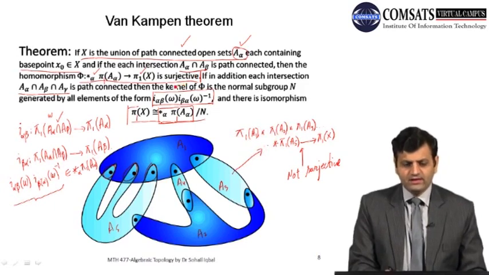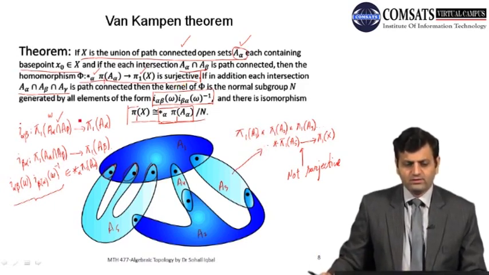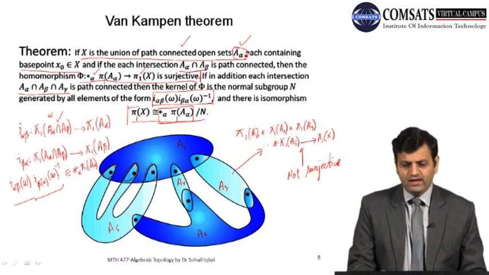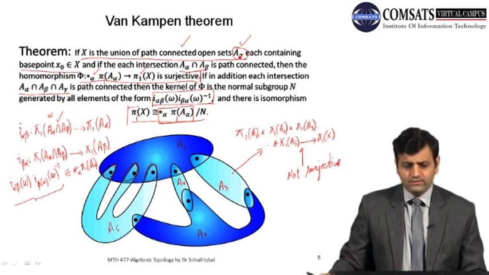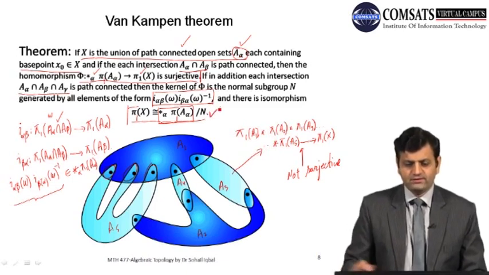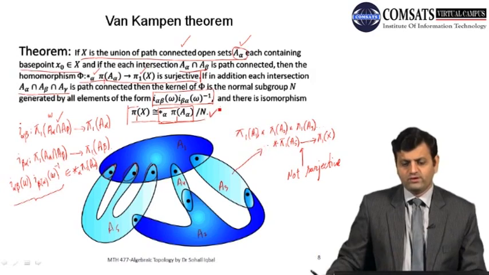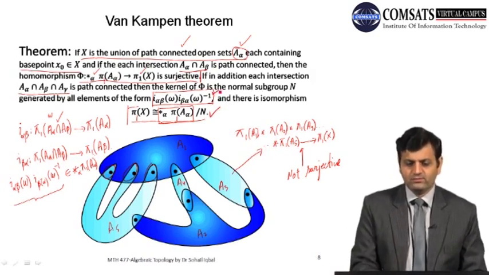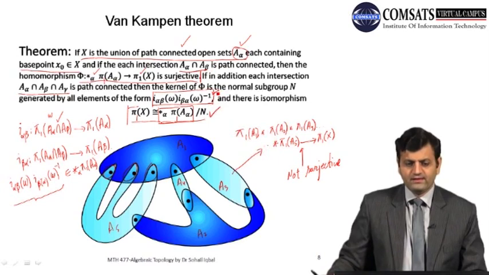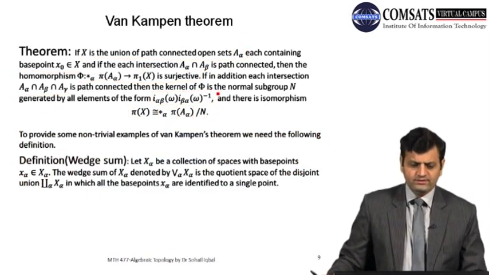And if in addition the intersection of any three path connected open sets A alpha is path connected, then we can write down this isomorphism, which gives that the fundamental group of the space X is isomorphic to the free product of the fundamental groups of A alphas quotient with the subgroup N generated. So this N is generated by all the symbols of this form. Okay, so that's Van Kampen's theorem, which is a very useful result.